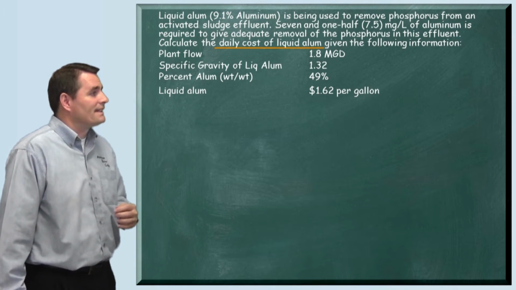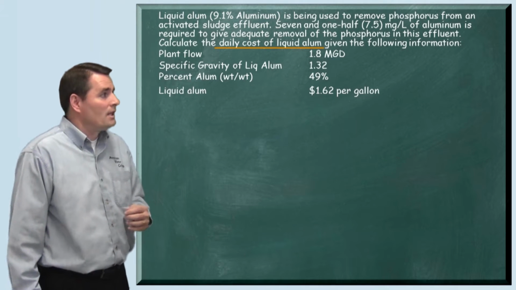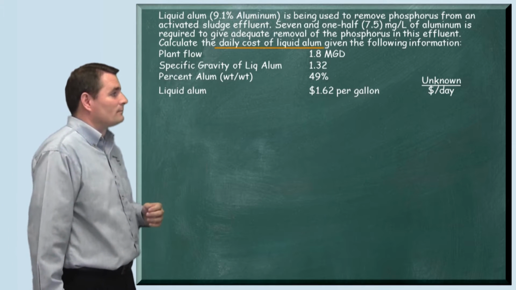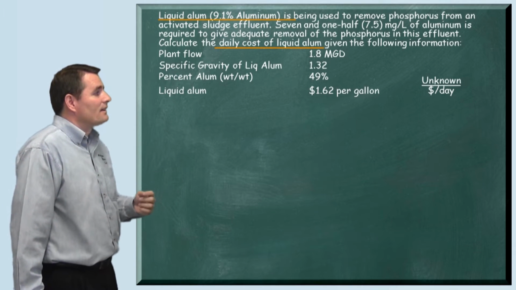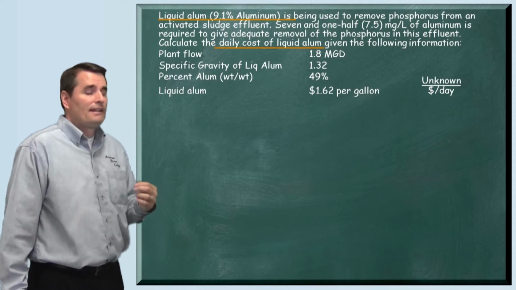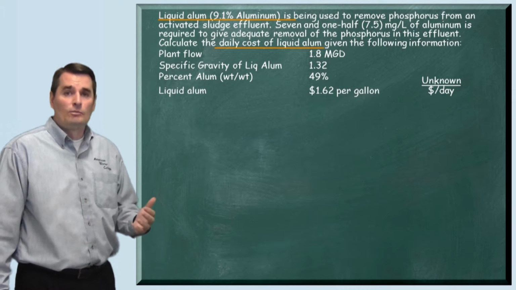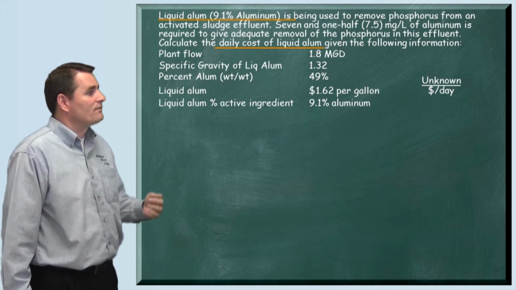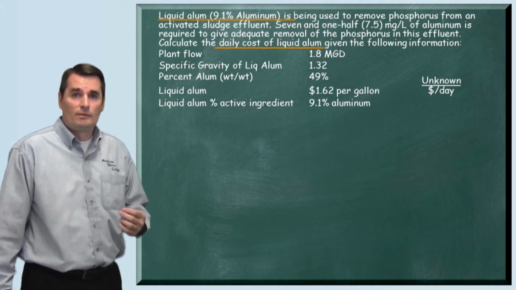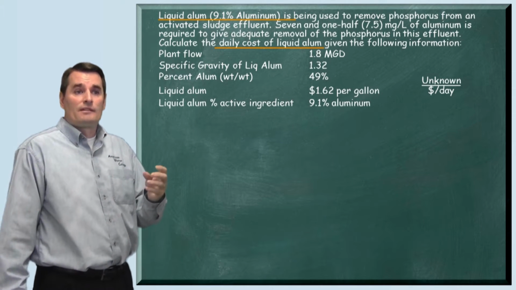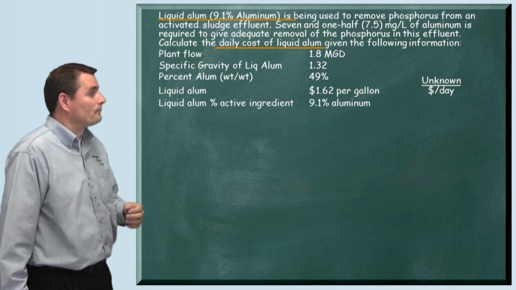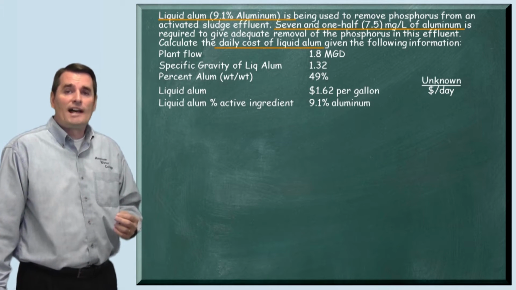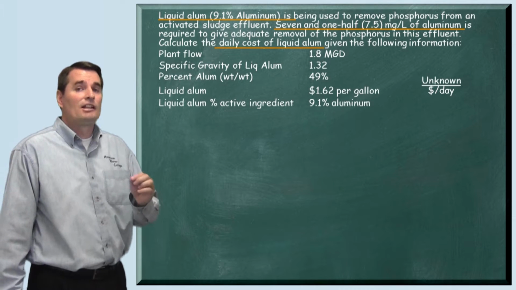They want us to calculate the daily cost of liquid alum. So that's our unknown. We're looking for dollars per day. So we write that down. And they tell us that the liquid alum is 9.1% aluminum. So that's our active ingredient. We want to write that down. Our active ingredient is 9.1% aluminum. The aluminum is what's reacting with the phosphorus to precipitate it out. And they tell us that we're dosing 7.5 milligrams per liter as aluminum.